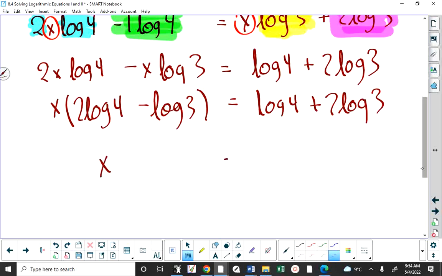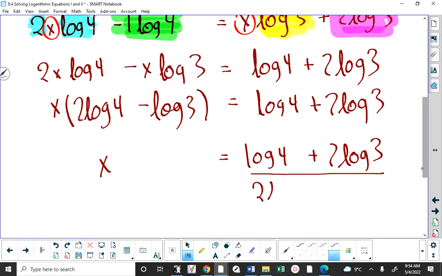So x will be equal to this log 4 plus 2 log 3 over 2 log 4 minus log 3. Make sure I wrote that down correctly. Looks good.